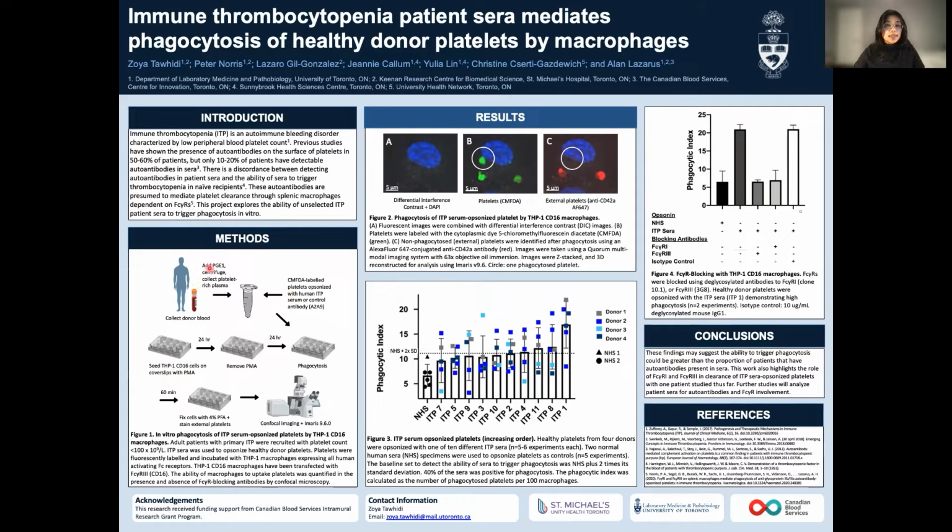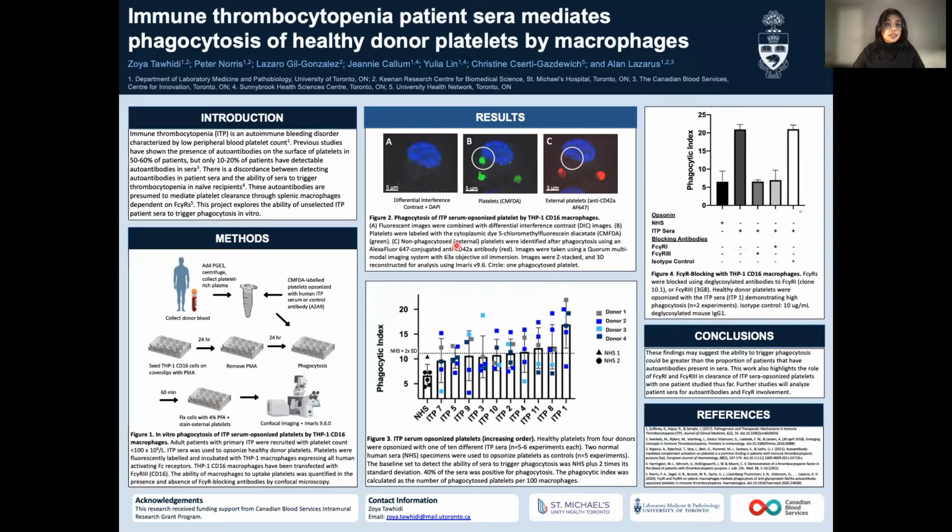We then collected healthy donor blood and labeled these platelets with CMFDA and opsonized them with either ITP patient sera or a positive control monoclonal antibody. We added the platelets to these macrophages and incubated them at 37 degrees for 1 hour. After that, we fixed the cells with 4% PFA, stained all non-internalized platelets, and imaged using confocal microscopy.